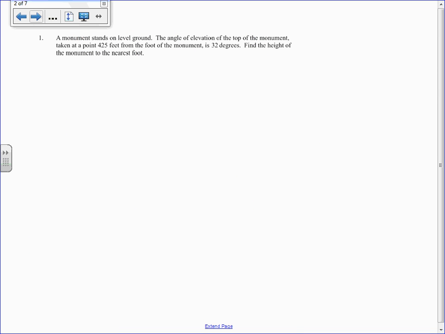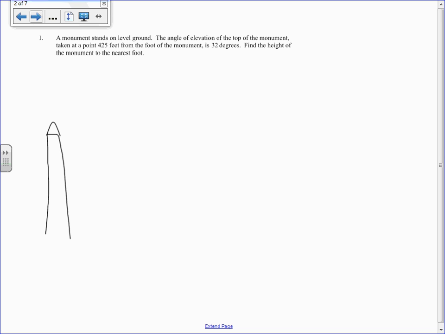On to angles of elevation and depression. I put each question on a separate page. I know that you could not fit it on this worksheet, so you should have done it on separate paper. So let's look. A monument stands on level ground. The angle of elevation of the top of the monument taken at a point 425 feet from the foot of the monument is 32 degrees. Find the height of the monument. So I will draw the Washington Monument. Why not? It's fair. Or a rendition.